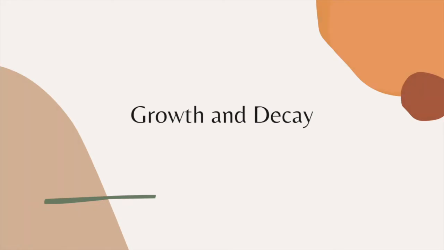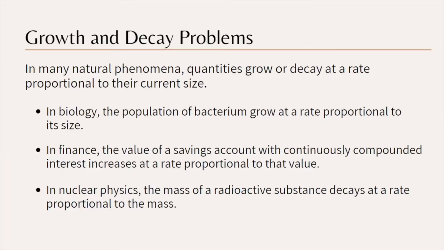Growth and decay. In many natural phenomena, quantities grow or decay at a rate proportional to their present size. For example, in biology, the population of bacteria grows at a rate proportional to its size. In the field of finance, the value of a savings account with continuously compounded interest increases at a rate proportional to its value. And in nuclear physics, the mass of a radioactive substance decays at a rate proportional to the mass.